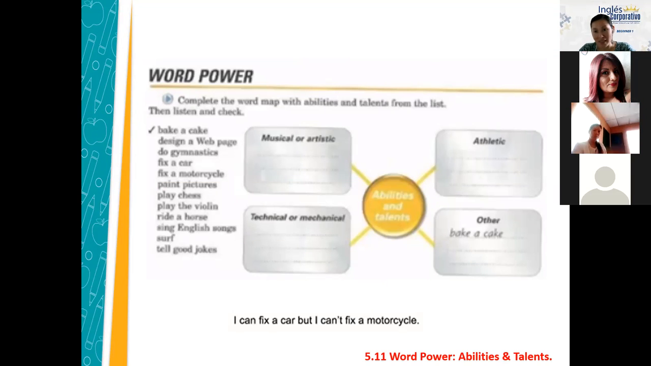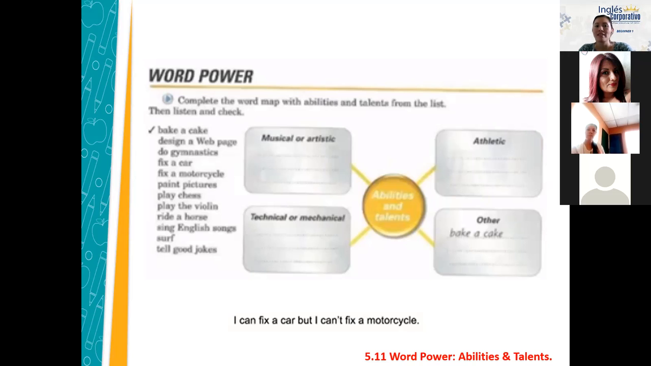Some of us, like in my case, I'm not able to do some of them, but anyway. There you have bake a cake, design a web page. Bueno, hoy en día diseñar una página is a little bit easier, right? There are different companies that offer you the option to build your own web page. I have experienced that, and it's kind of cool, porque uno puede crear su página web, and that's something good.